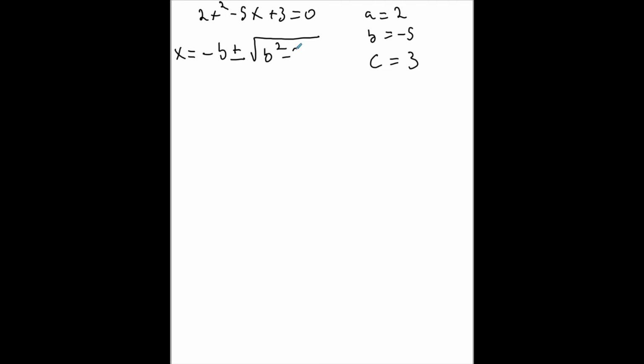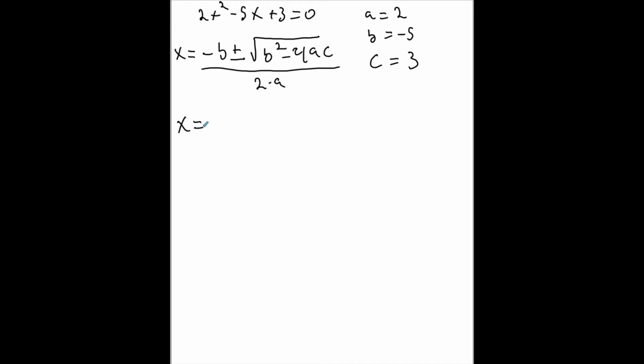2x squared minus 5x plus 3 is equal to 0. The first step is to identify what the values of a, b, and c are. A is equal to 2, b is equal to negative 5, and c is equal to 3. Now my quadratic formula is x is equal to negative b plus or minus the square root of b squared minus 4ac, all divided by 2a.